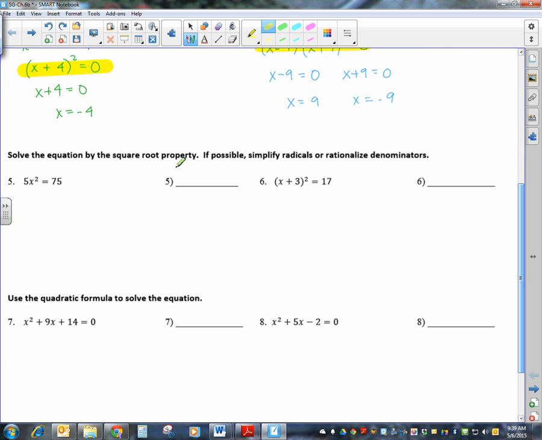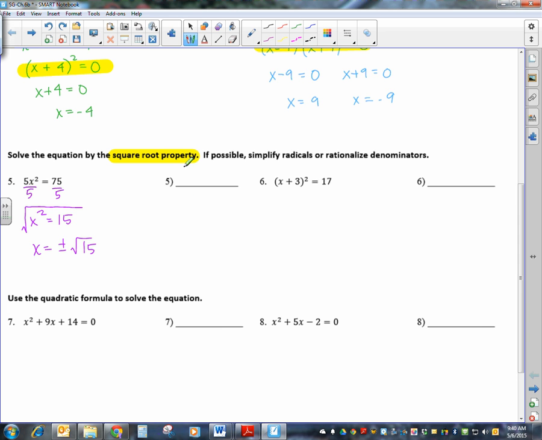Okay, this next one is our square root property. And in our square root property, we are first isolating our x squared. So this time we're going to divide by 5 first. And so x squared equals 75 divided by 5, which is 15. Okay, and when you take the square root of both sides, then x equals plus or minus the square root of 15. Okay, put it in your calculator.